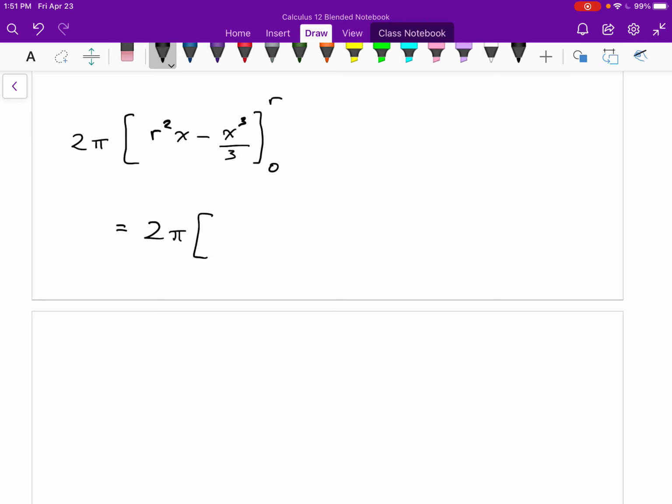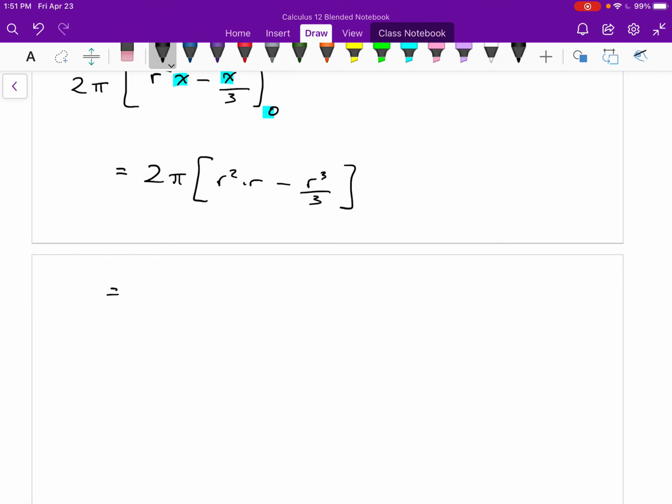So if I do that, I'm replacing x with r, and then x with 0. If I replace x with r first, I get r squared times r minus r cubed over 3 minus just 0, so I don't need to bother writing that part down. And then you can probably see where I'm going with this. Here I have r cubed minus r cubed over 3.